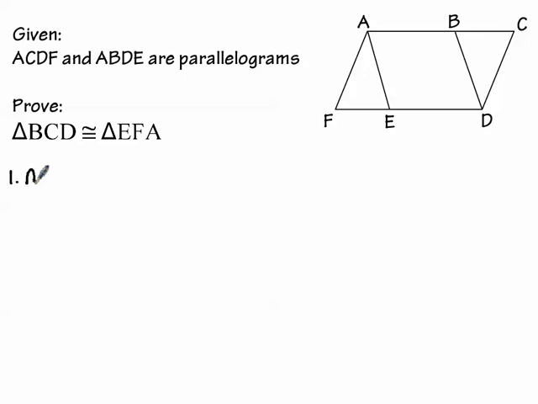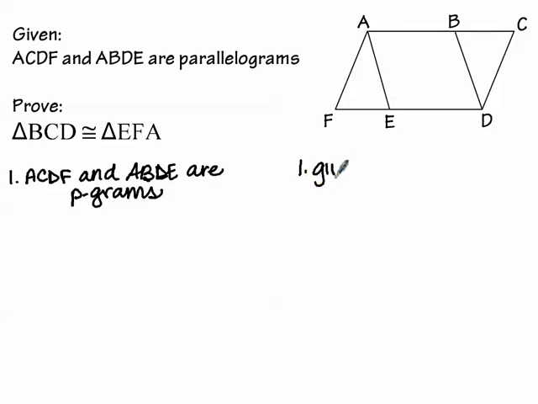Start with our givens: ACDF and ABDE are parallelograms. And that, of course, is given. When you're trying to prove something about the triangles, what you want to do is determine which parts of these parallelograms are also parts of the triangles.